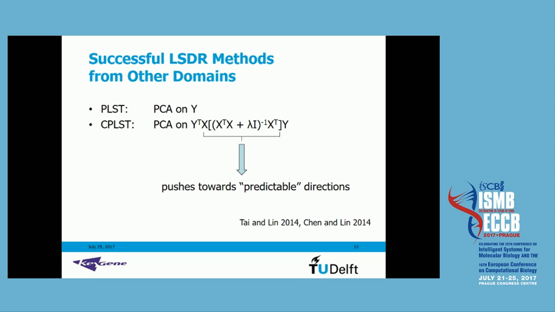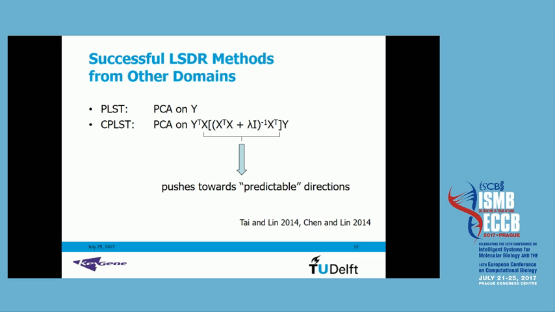This is not a new concept. It has been used in other domains. And one of the simplest methods to do this that we tried is called PLST. It is essentially nothing more than principal component analysis on the label matrix Y. So you map your Go terms towards directions in the label space that have high variance.